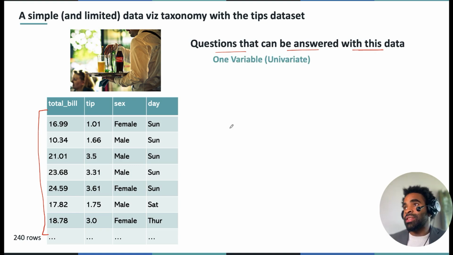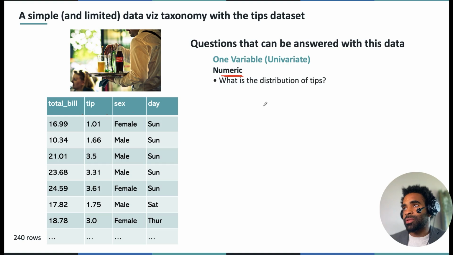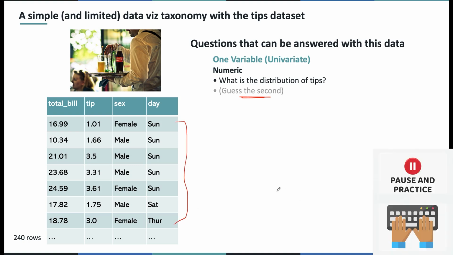Let's start with single variable or univariate questions. These are going to be questions about a specific column, a specific variable. And then we'll start with the numeric columns. Hopefully you can identify which of these are numeric columns. So we may ask, for example, what is the distribution of tips? We may want to understand what is an average tip, what is the maximum tip, what's the minimum tip, and so on. And you can pause the video and guess what the second major univariate numeric question we can ask about this data set will be.